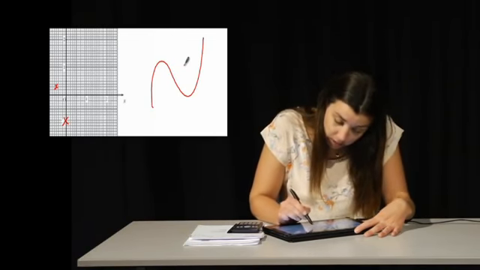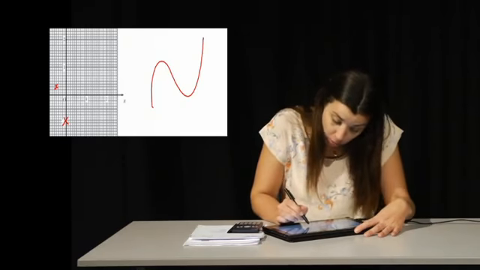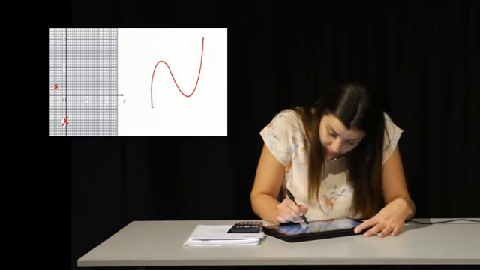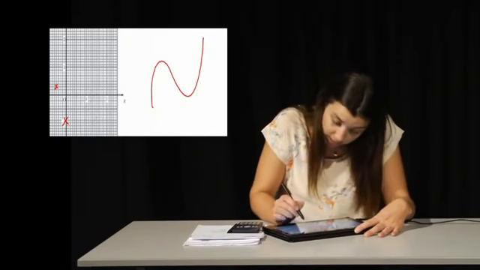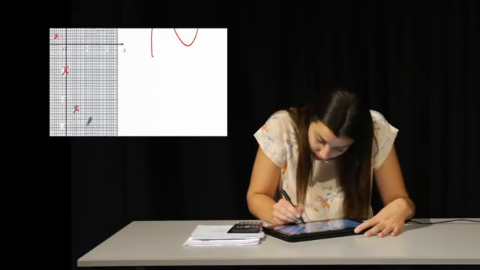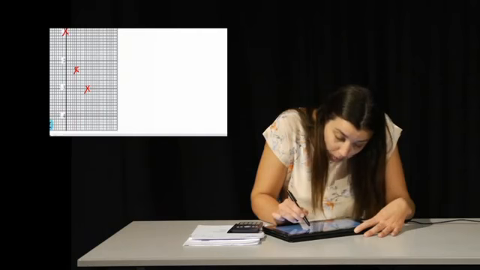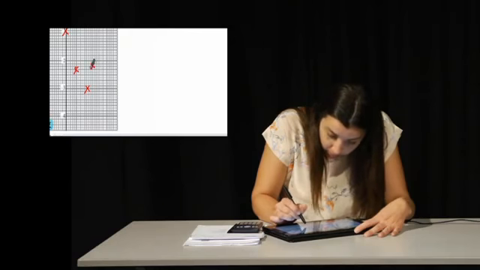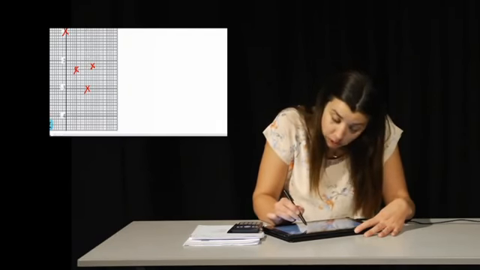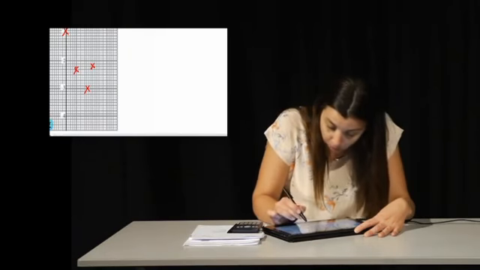So our next point, 0.5, and we go down to minus 2.375, which is there. Our next one is 1 and negative 3, which is back down here. Our next point is 1.5 and down again, negative 2.125. And our last point to plot is 2 on x and 1 on y.